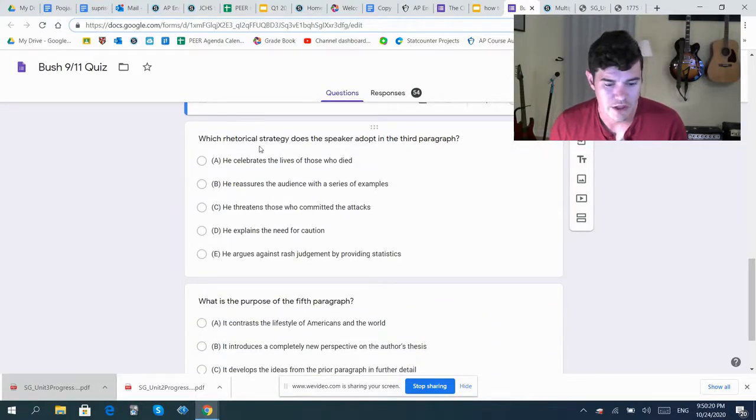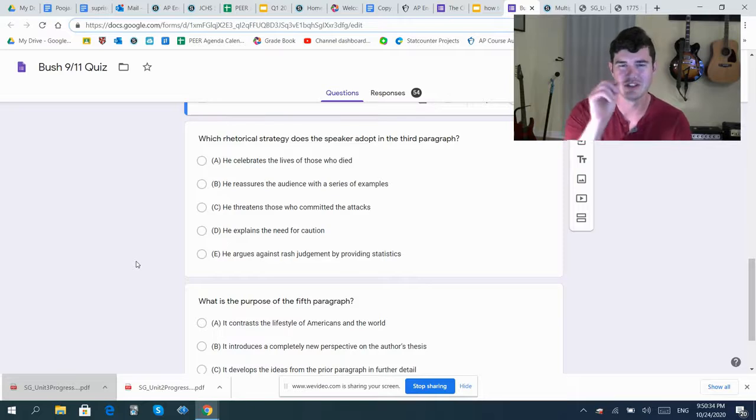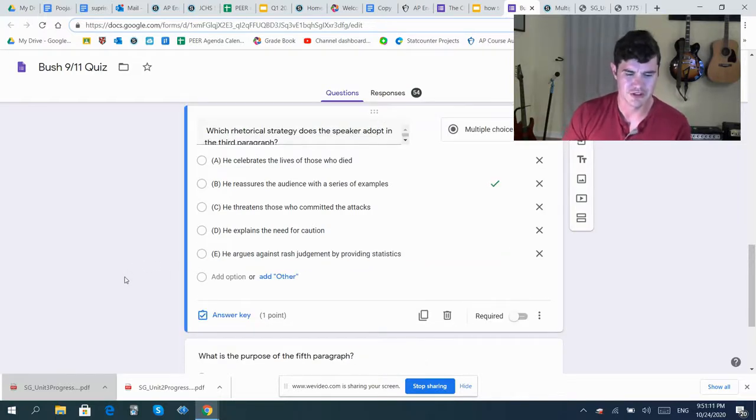I'm sorry. Which rhetorical strategy does the speaker adopt in the third paragraph? So look at this. He celebrates, he reassures, he threatens, he explains, he argues. Hopefully, if you were reading the passage and looking at the paragraphs, you were in your head or on a notepad assigning a different strong rhetorical verb to what Bush is doing in each paragraph. This is where that practice comes in handy, because you should already have in your head some thought of what he's actually doing, what choice he's making. And so let's see. The third paragraph is where he reassures the audience? Yeah, reassures the audience with a series of examples.